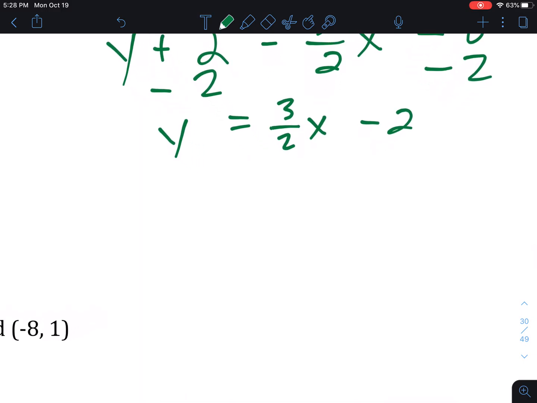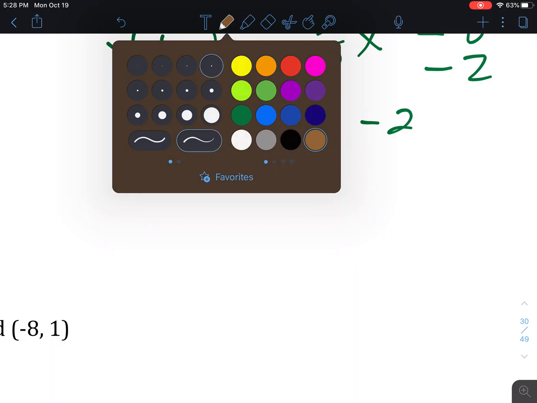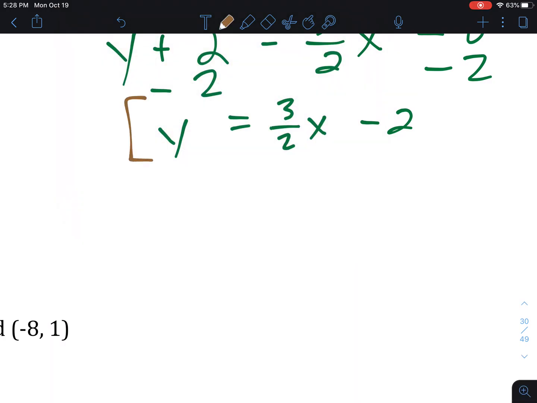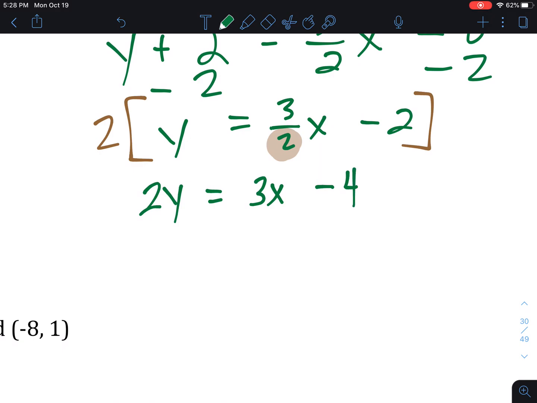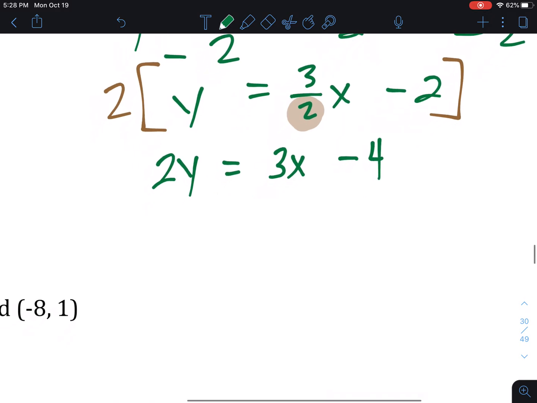Actually, what we can do right away, let's get rid of the fraction. We are not allowed to have fractions in standard form, so let's multiply everything by, what would it be? 2. That's the hint right there. When you have a denominator of 2, you multiply everything by 2. So 2y equals, that'll be 2 times 3 is 6, divided by 2 is 3x, and then 2 times minus 2 is minus 4. All right, we've got to keep going to standard form.